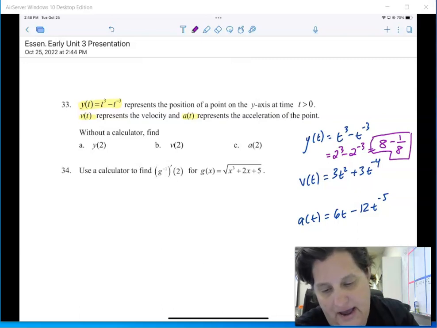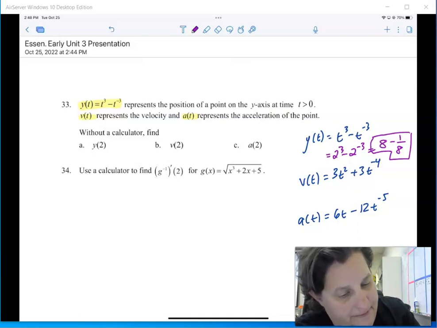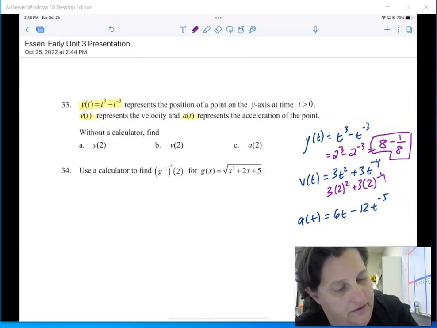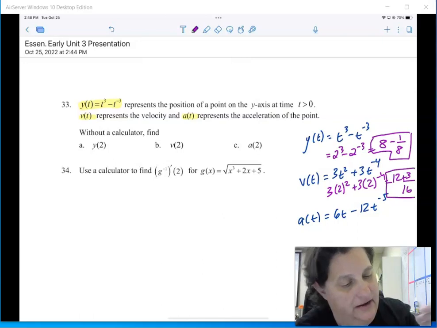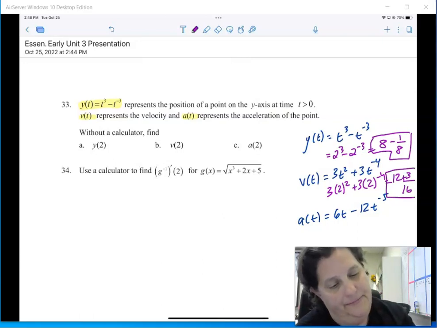The velocity at 2 would be 3 times 2 squared plus 3 times 2 to the negative fourth. Okay, 2 squared is 4 times 3, that's 12. Plus 3 over 2 to the fourth is 16. And again, we can do stuff with that.